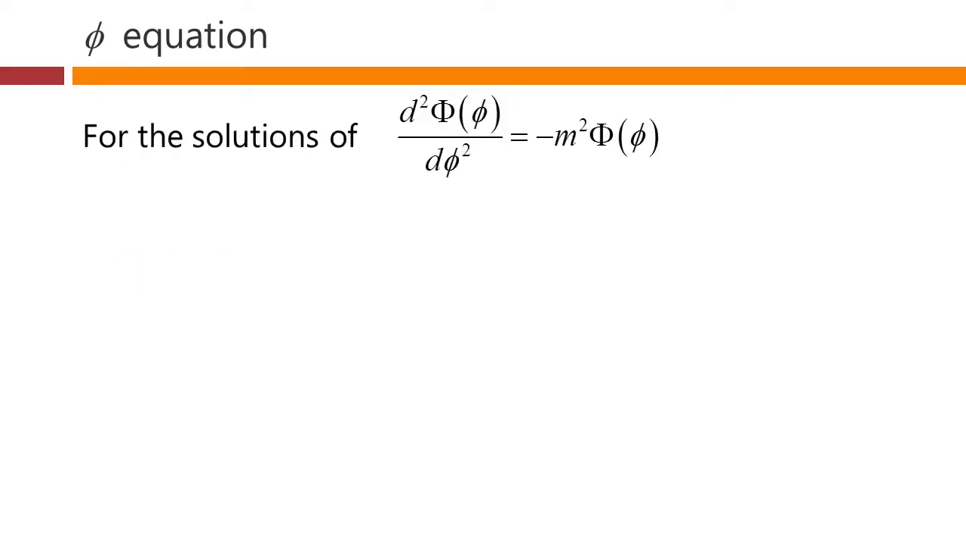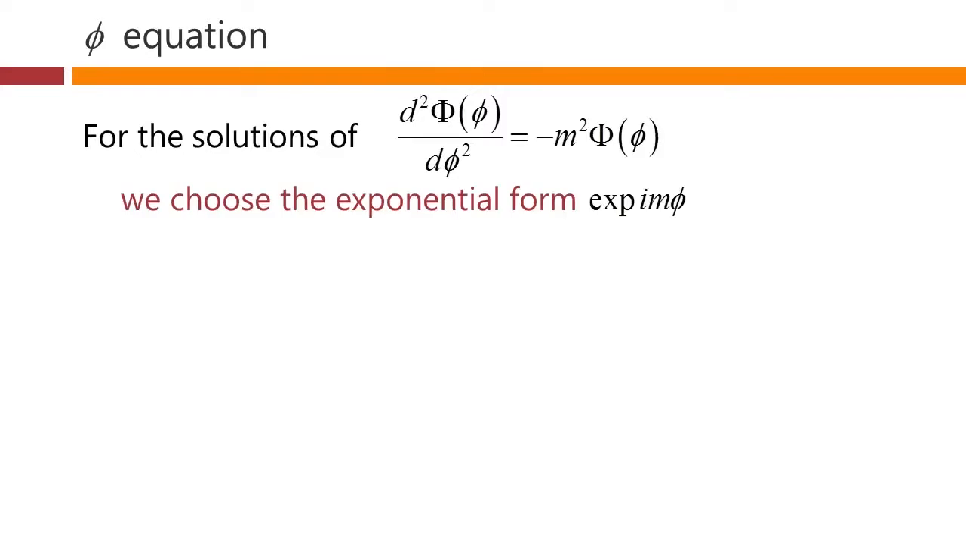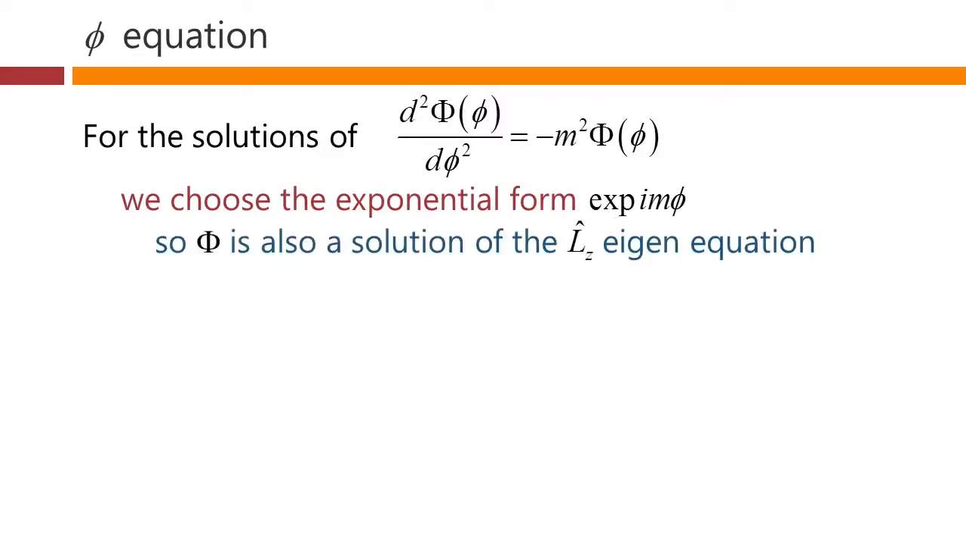For the solutions of this equation, we're going to choose the exponential form, because then this same function will also be a solution of the Lz eigenequation. And that eigenequation was in the following form. So e to the i m phi is a solution of this equation, and it's also a solution of this equation. And we're going to make that choice here. We do have a choice as to what we have.